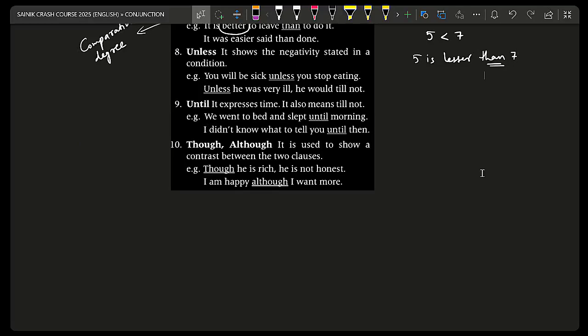So till one point of time, I didn't know what to tell you, but at that point of time, I know what to tell you. That's the meaning. Next, though and although, both are used to show a contrast between the two clauses.